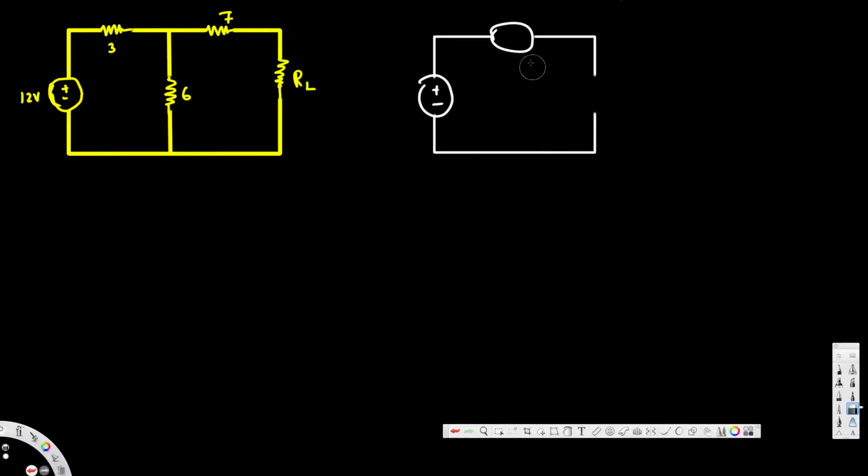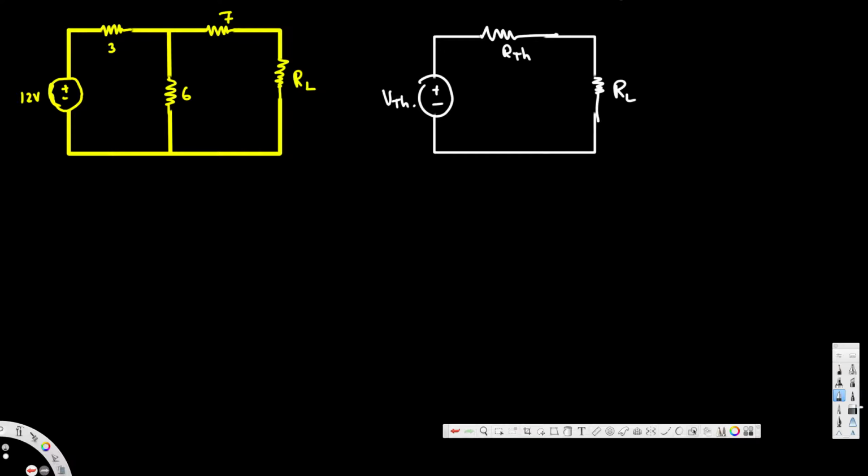R Thevenin should look like this. R Thevenin, and here we will have the load resistance. So this is the standard form of the Thevenin equivalent circuit.